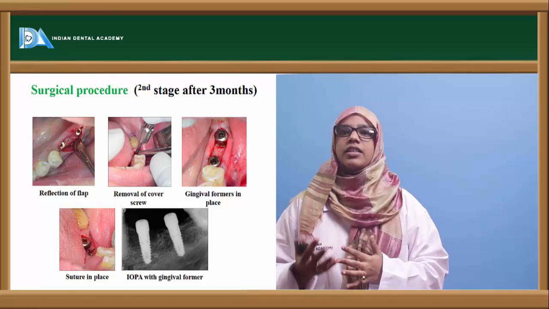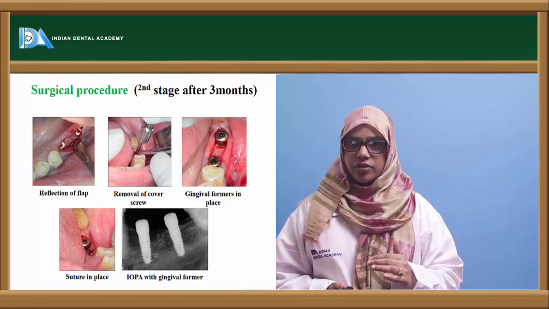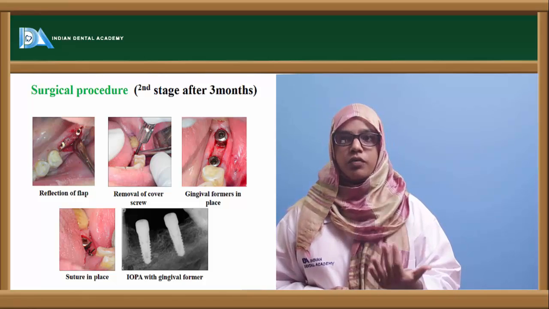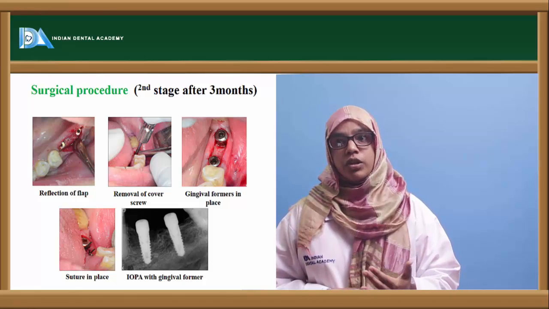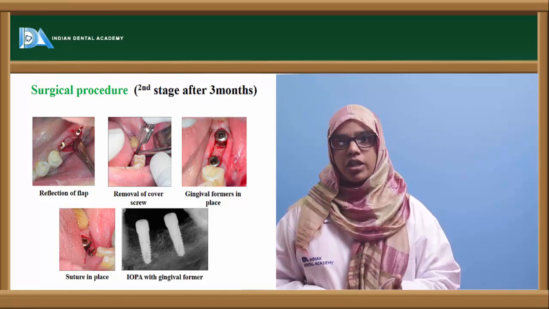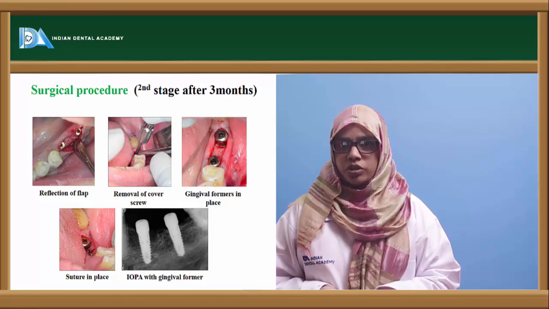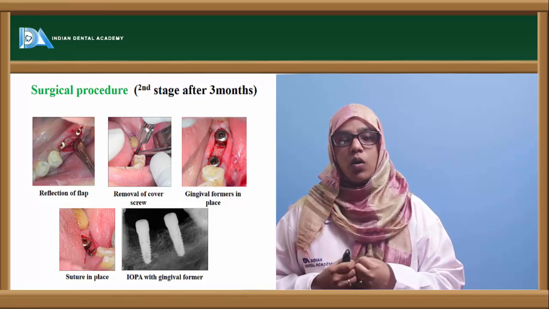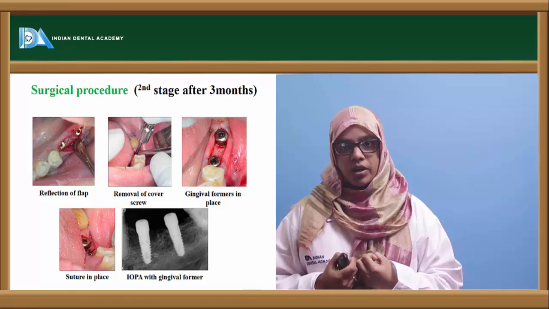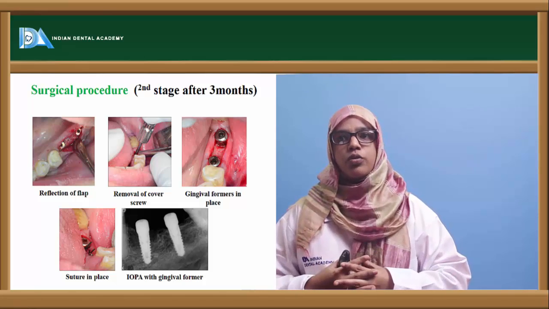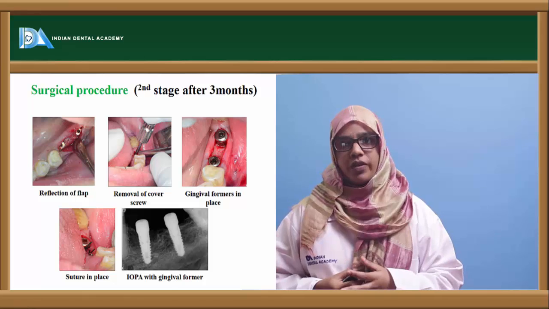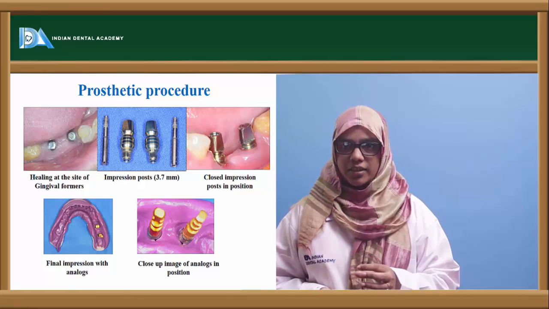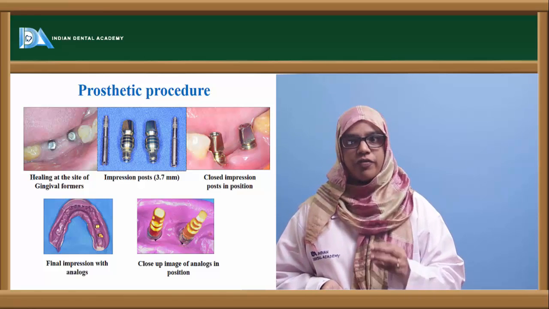Now comes the second stage surgical protocol. In second stage surgery, if you're doing the mandible, you recall the patient after 3 months. If you're doing the maxilla, recall the patient after 4 months. In second stage, we will remove the cover screw and place a gingival former. Why do we need to put a gingival former? As I mentioned earlier, the gingival former will mold the soft tissue around the tooth so that you have a better emergence profile. So place a gingival former and take an IOPA. Once the healing has occurred, that is after 1 week, recall the patient for the final impression.